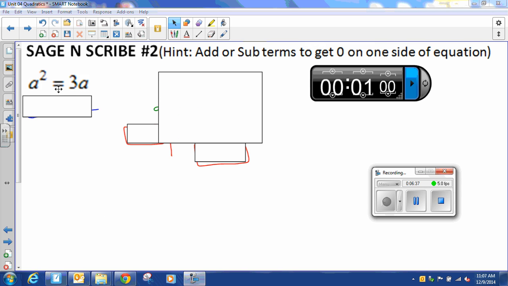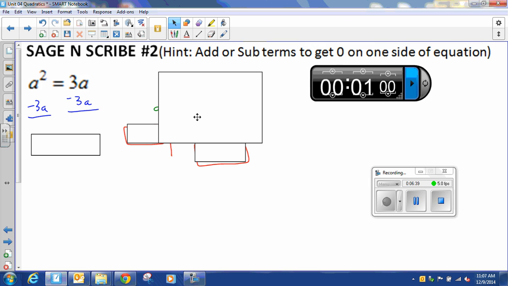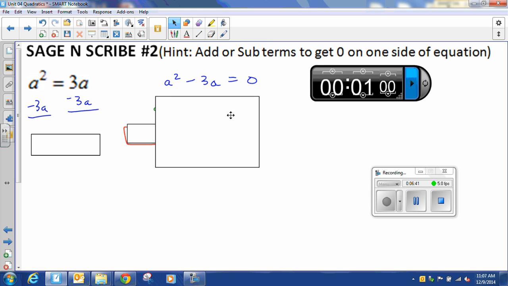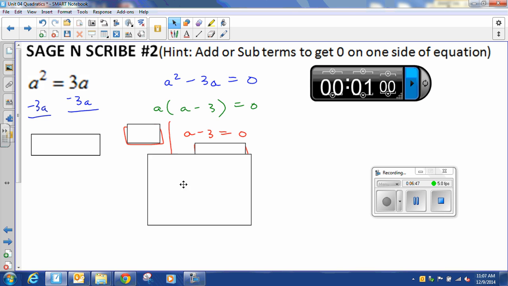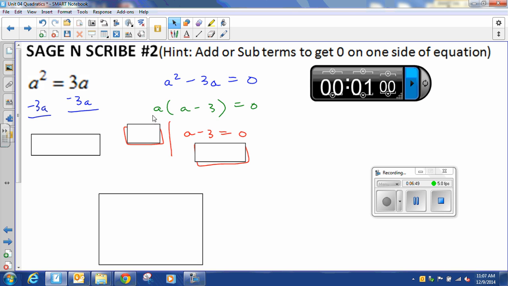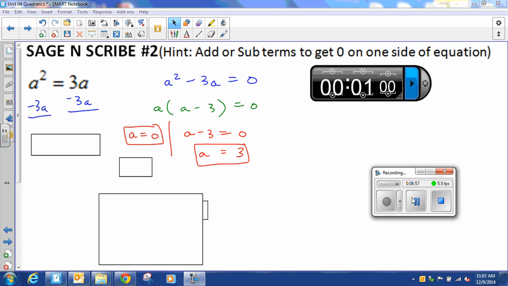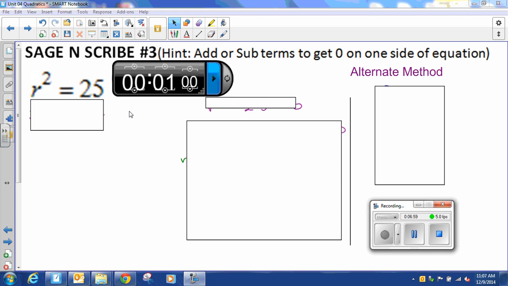This one's pretty simple. Subtract 3a on both sides. We end up with a squared minus 3a equals 0. Factor out the a. We have a times a minus 3 equals 0. This is going to be easy because we draw a line down the middle. a equals 0, which is actually done. And a minus 3 equals 0. We have to add 3 to both sides, and a equals 3. And last example we'll check out for the day.